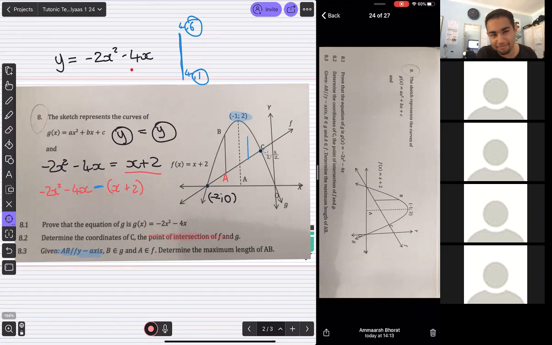So I was getting confused with the y-intercepts. So the y-intercept is when you make x naught. Yeah. Okay. So see how cool maths is.